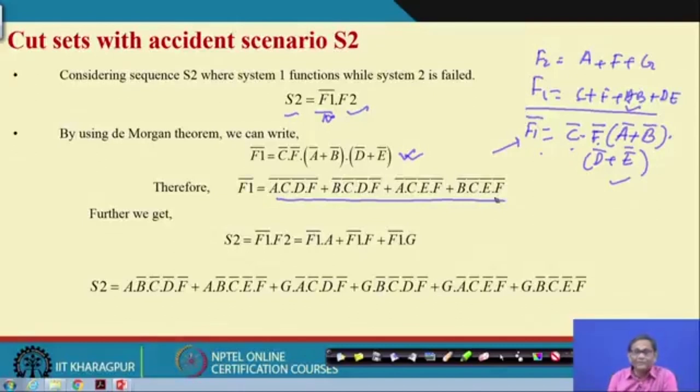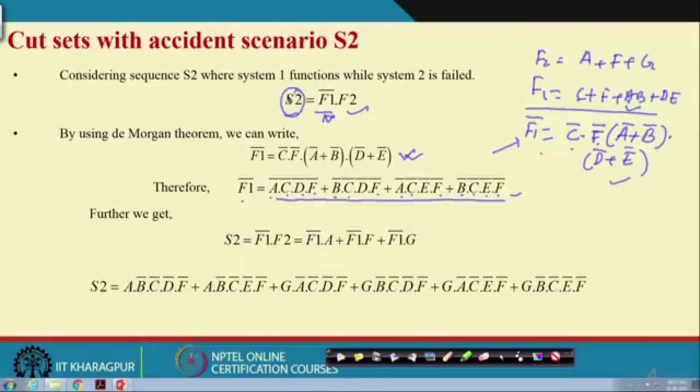Okay. If you expand, you will get this. So F1 bar is A bar, C bar, D bar, F bar, plus B bar, C bar, D bar, F bar, plus A bar, C bar, E bar, F bar, plus B bar, C bar, E bar, F bar. Okay. Now, what is the sequence?